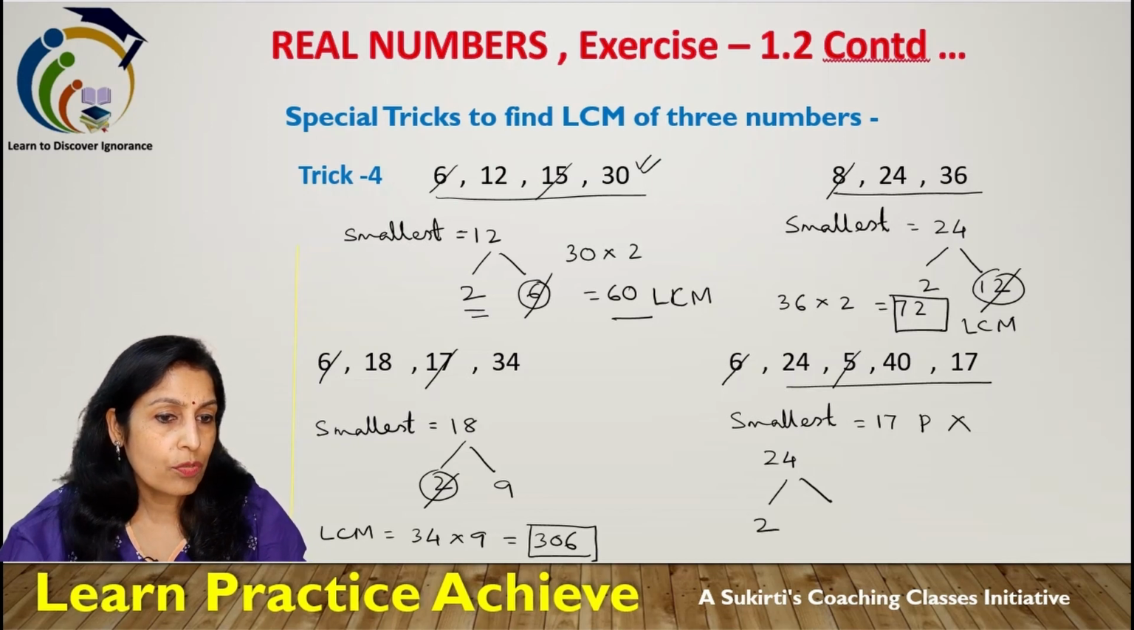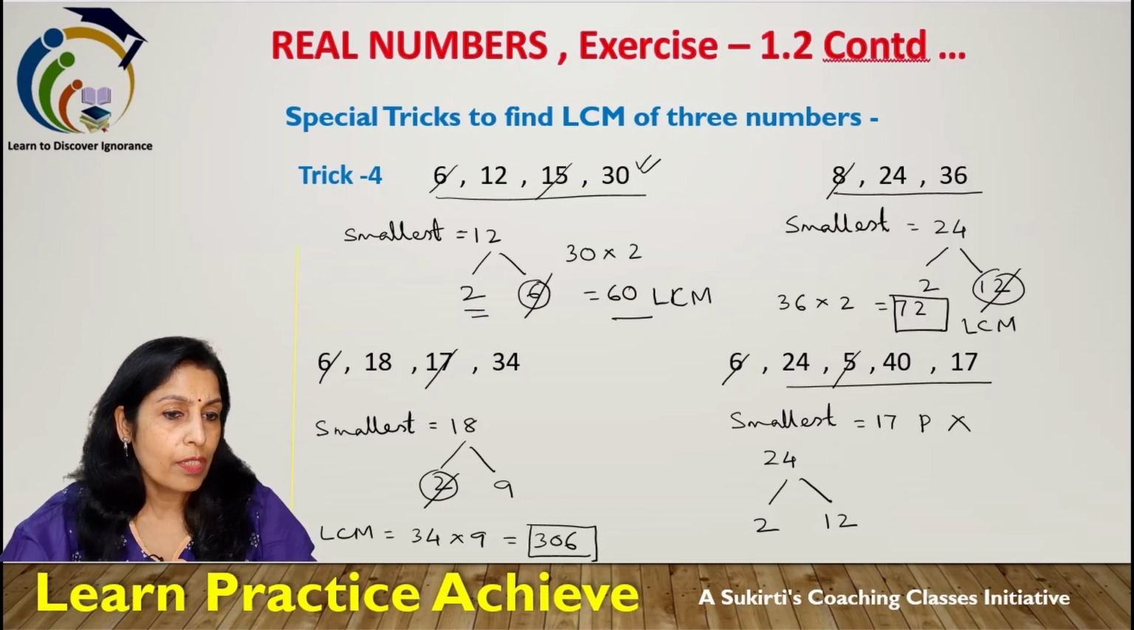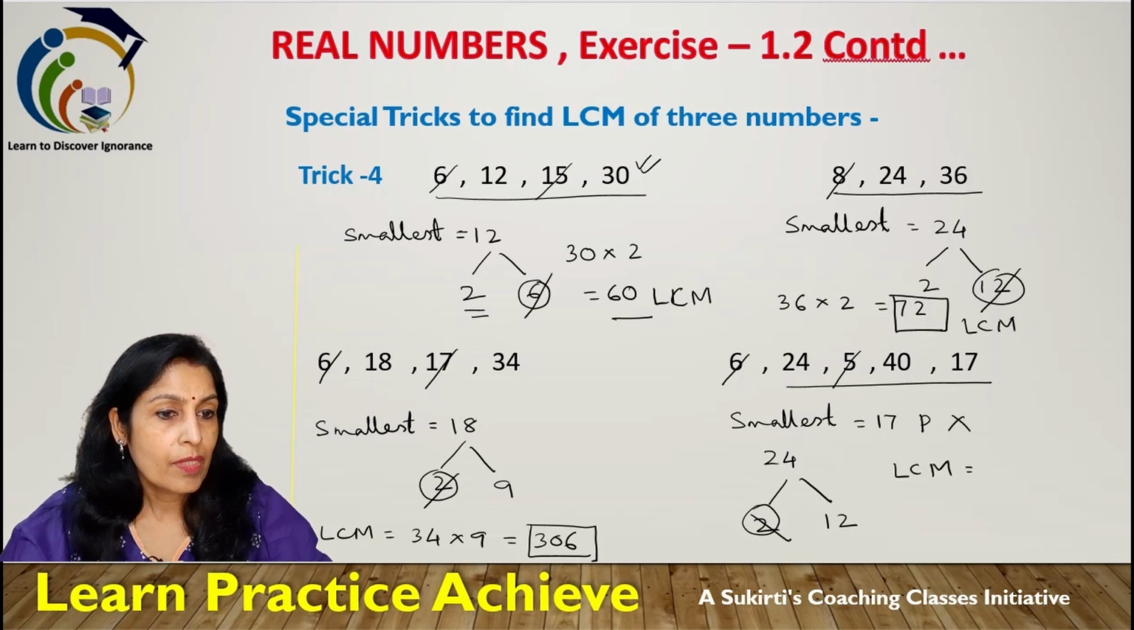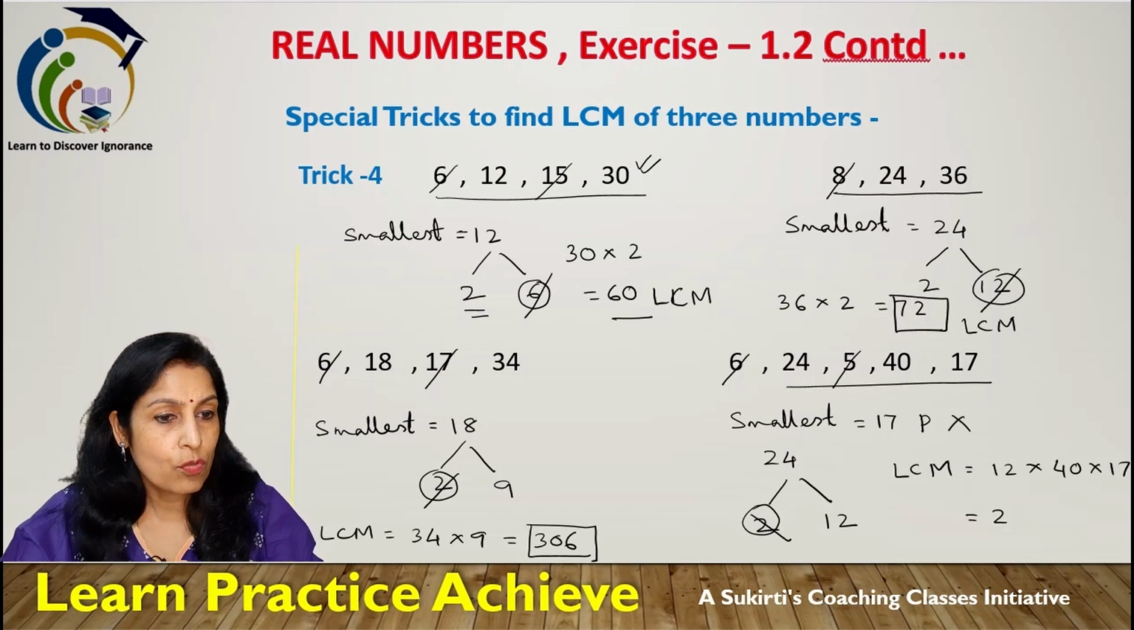Now find out the highest factor of 24. That is 2 into 12. If we take 2 and 12, 2 will divide 24 and 40. But 12 will not divide 40, but it will divide 24. So we will cancel 2. So the remaining numbers are: LCM is equal to 12 into 40 into 17. So your answer is 2040.